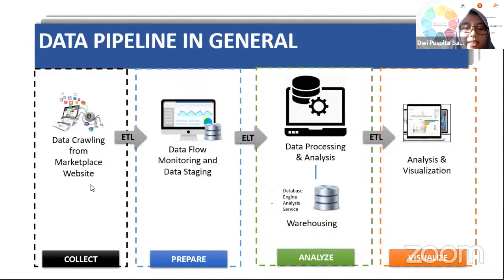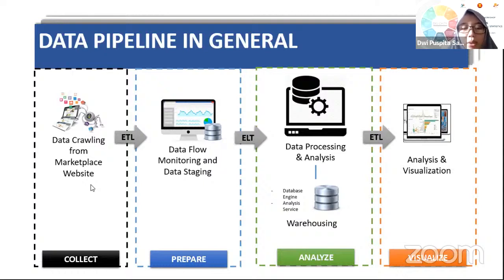The first one is collect. So from the example, data crawling from marketplace website, this is the collect phase. This is where you collect data from the sources. And then after that, you move the data through an ETL process, and then you come into the prepare phase. That is, in this example, data flow monitoring and data staging. So from the collect phase, you move the data into a data staging, and then you monitor the process. And in that data staging area, you can start to prepare the data for further processing, for further analysis, and some stuff like that.